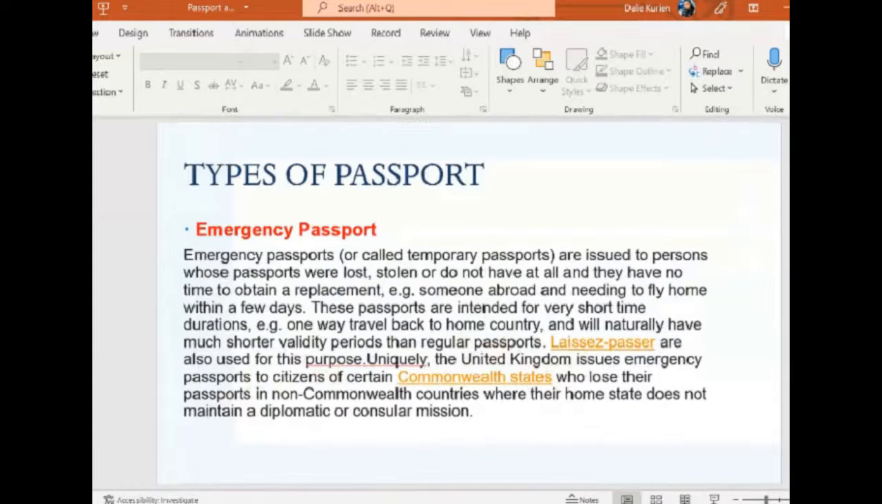Now we will come to know the types of passport. First, the emergency passport. What is an emergency passport? It is issued to persons whose passports were lost. Let's say they had a passport and lost it, and they need to travel very quickly. In that condition, the emergency passport is given to them to replace their other passport. It is a kind of duplicate process. These passports are intended for a very short time duration, and are only allowed for traveling, that is, leaving the country, but they need to collect their regular passports within that time.